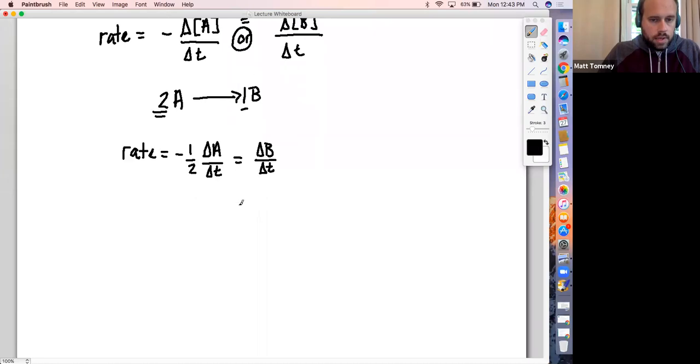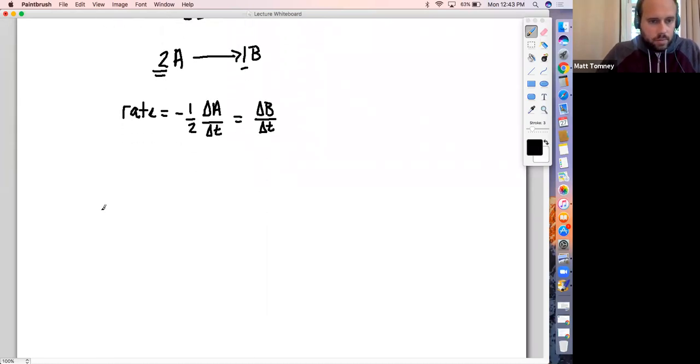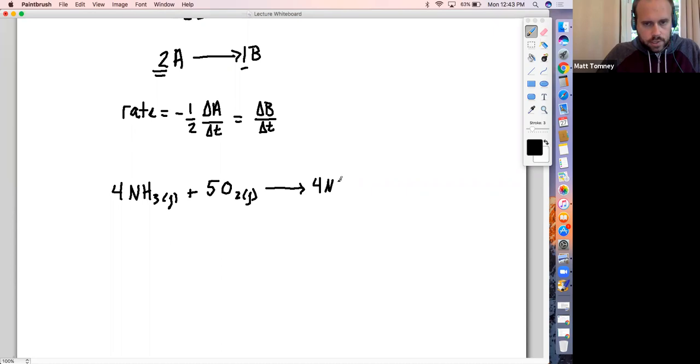So here is an example, and I'm actually going to ask people to try to solve this, and then we'll walk through it, all right? So here is a more complicated chemical equation. We have 4 stoichiometric moles of ammonia gas plus 5 stoichiometric moles of molecular oxygen gas, and that will go to 4 moles of nitric oxide gas plus 6 moles of water in the form of a gas.